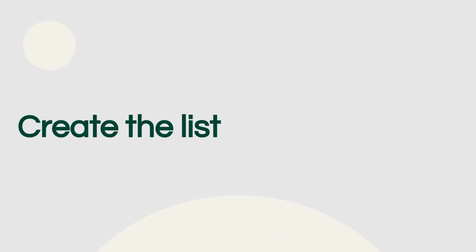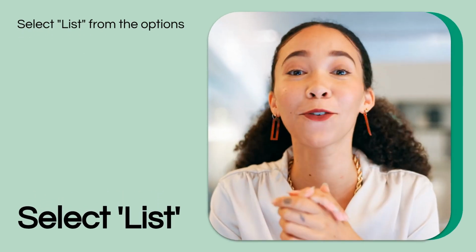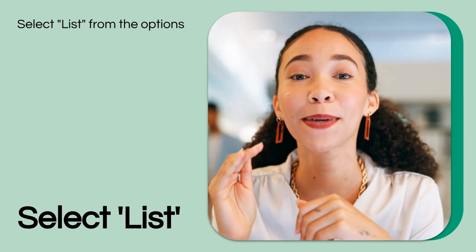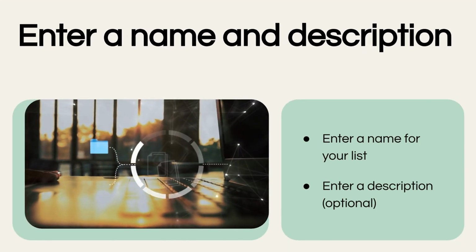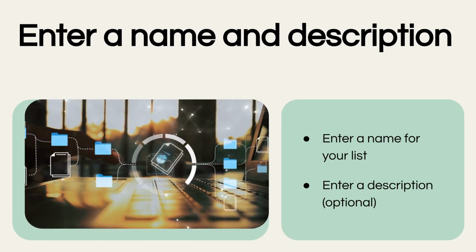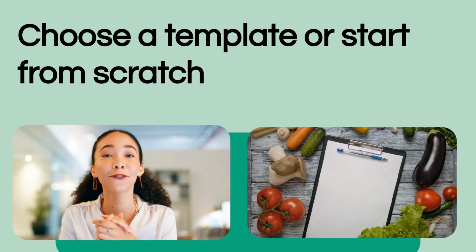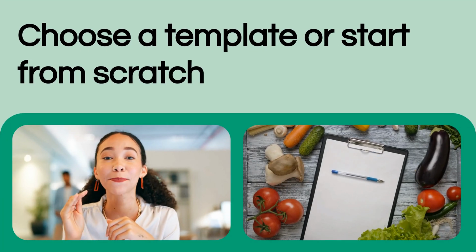Once you're on the SharePoint site, click on the plus button and select List. In the Create a New List dialog box, select List. Next, enter a name and description for your list. You can also choose a template for your list or start from scratch.